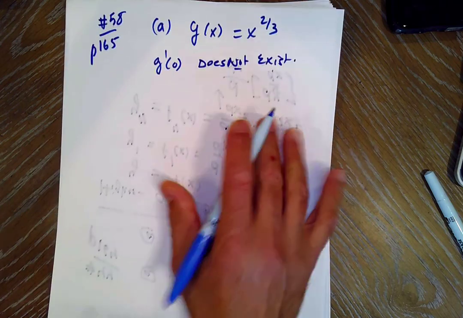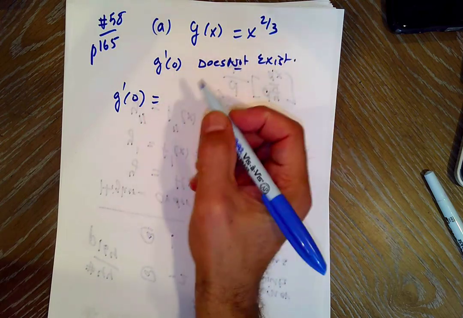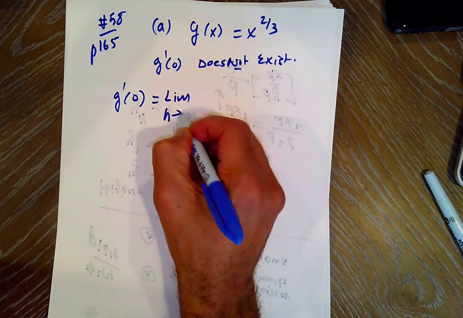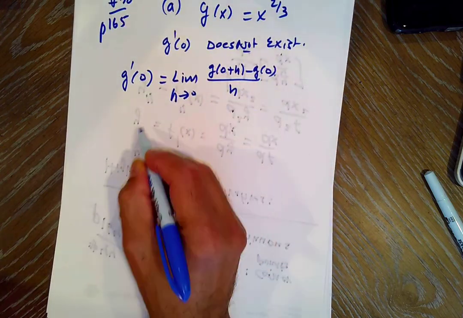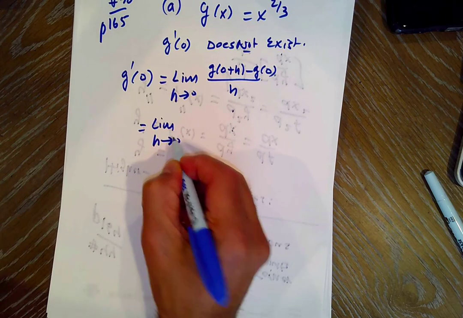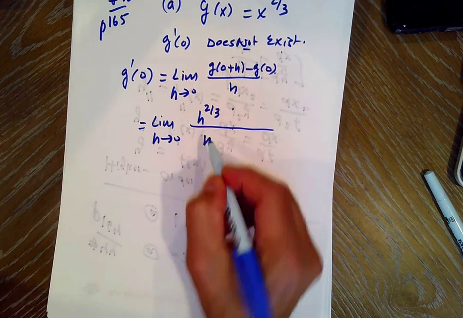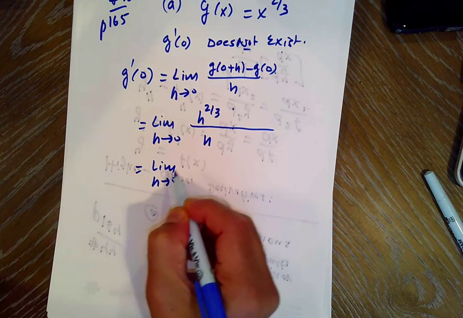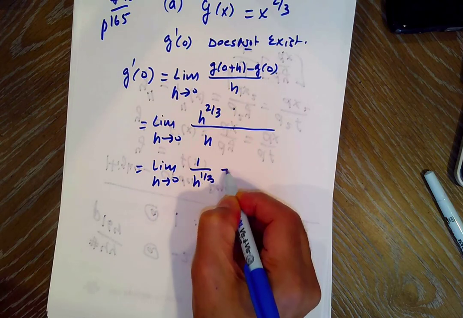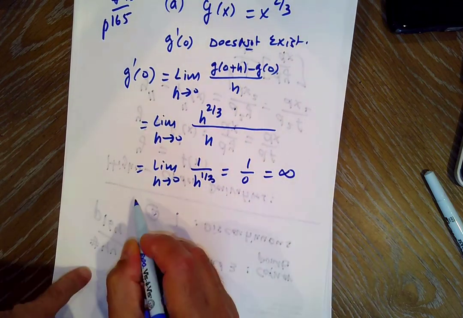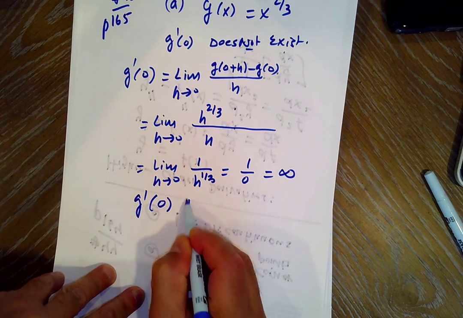Well, we have to see if we can find it, and if we can, we have to see that it doesn't exist. So the limit as h goes to 0 of g of 0 plus h minus g of 0 over h, by definition. g of h is h to the 2/3, g of 0 is 0, so that's the limit as h goes to 0 of h to the negative 1/3, which is 1 over h to the 1/3, which is 1 over 0, which is infinity. So since the limit does not exist, g prime at 0 does not exist.